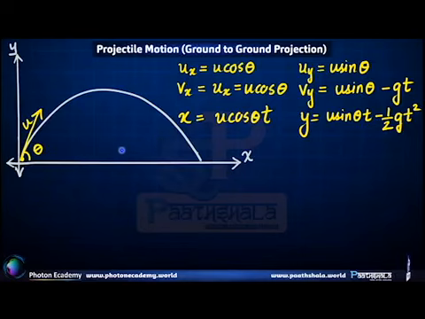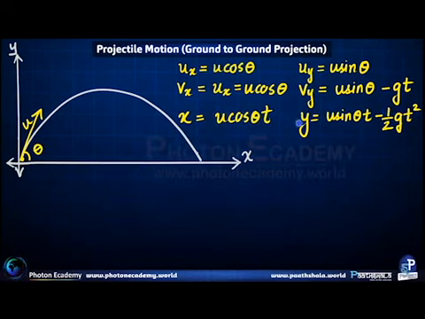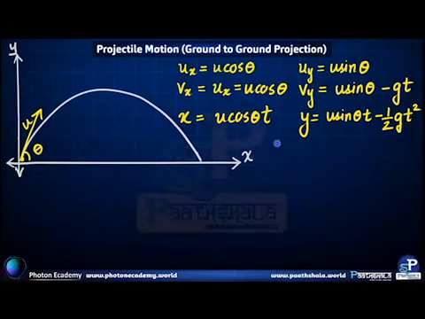Why minus g? Because the acceleration due to gravity is pointed in the negative y direction. So simply using the one-dimensional equation of motion, s is equal to ut plus half at square, we get the y component of the displacement at any given time t. So these 6 equations are the basis set of equations which we are going to use to derive a few quantities with respect to projectile motion in ground to ground projection.